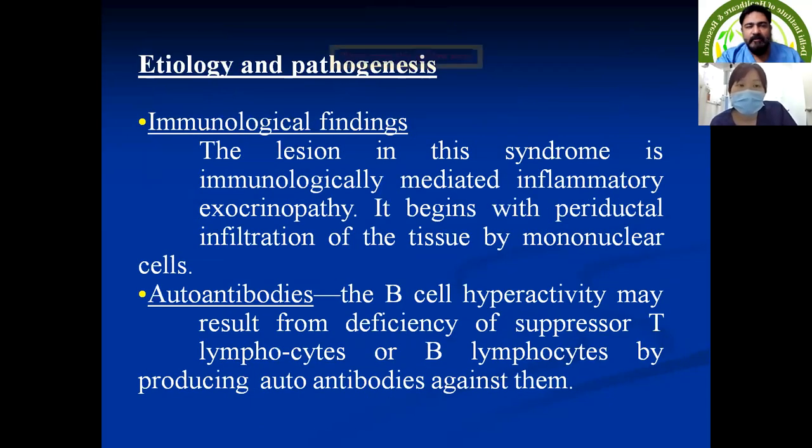Etiology and pathogenesis, immunological findings: the lesions in this syndrome are an immunologically mediated inflammatory exocrinopathy. It begins with a preductal infiltration of the tissue by mononuclear cells. The autoantibodies: the B cell hyperactivity may result from the deficiency of suppressor T lymphocytes, or B lymphocytes producing autoantibodies against them.